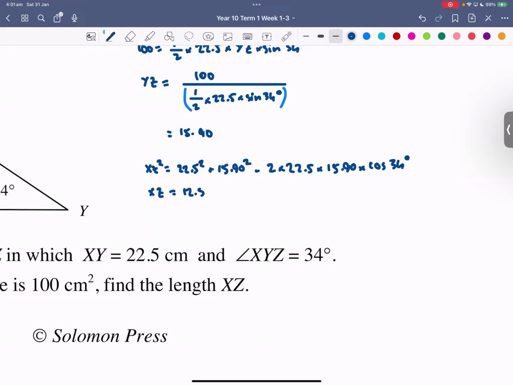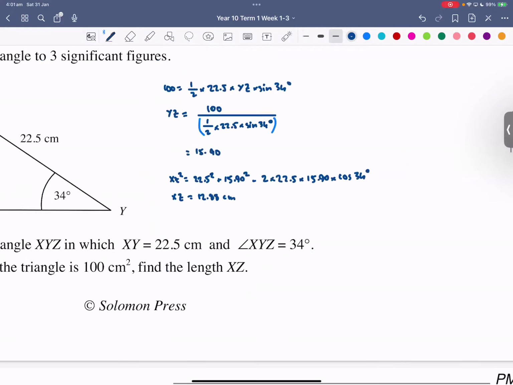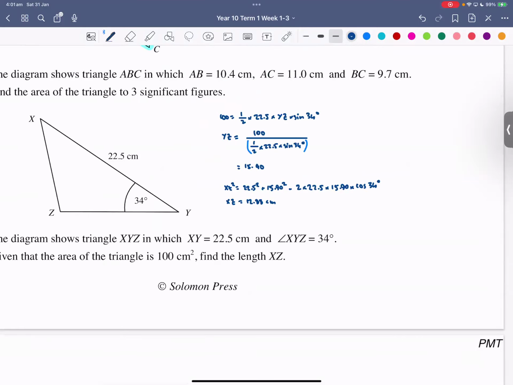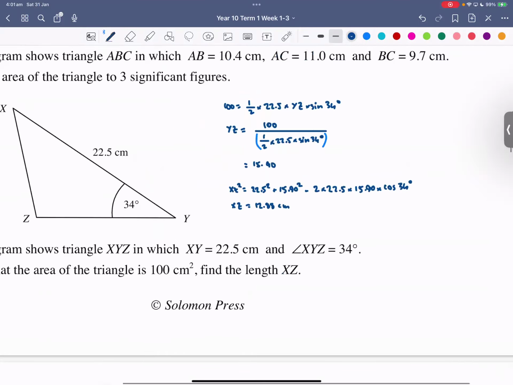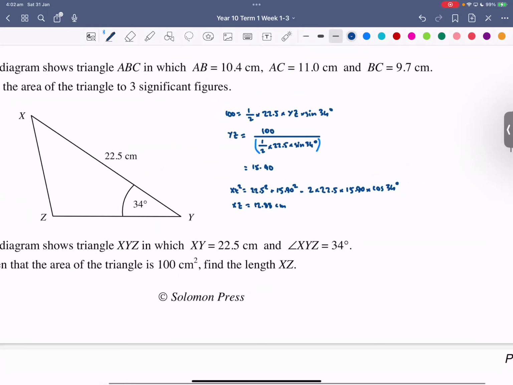12.88. Excellent. Are we happy with that? All righty. I'll be sharing the drive with you. The drive includes fully worked solutions to the booklets. All done. Science time.